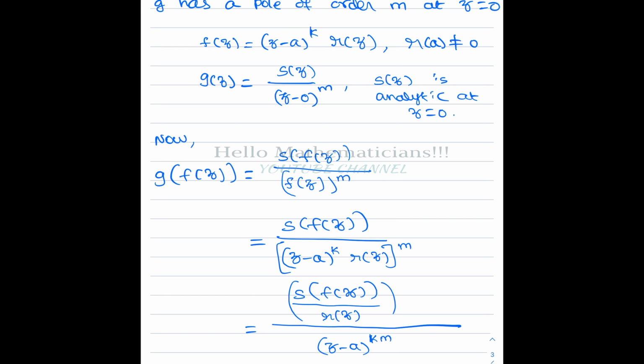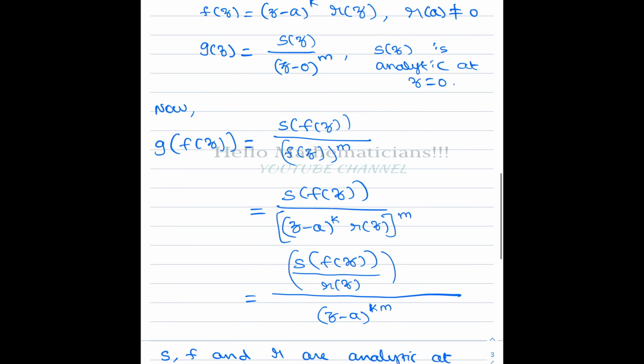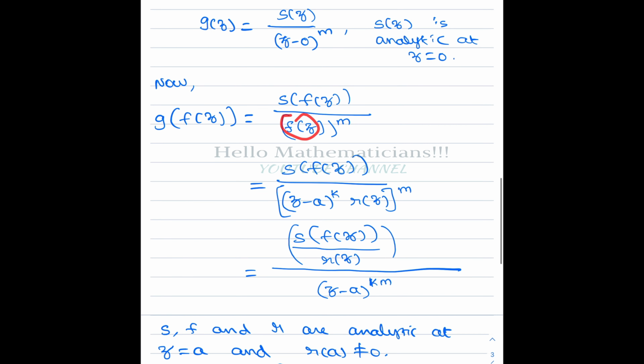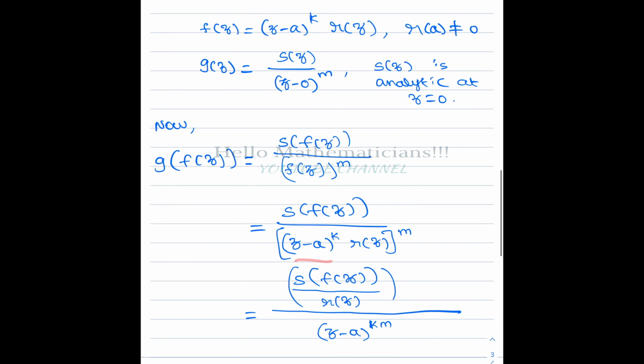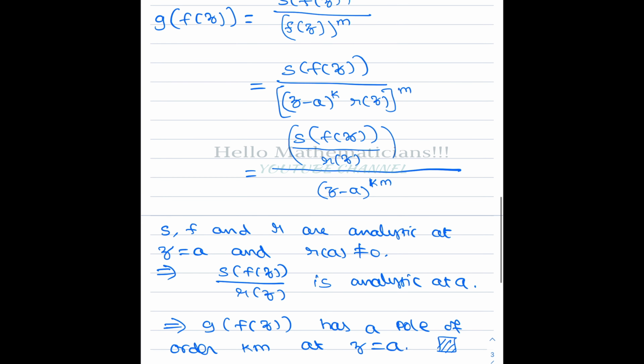So g of f of z means in the g of z, wherever there is a z, you have to substitute f of z in all those places. So in place of this z, I have substituted f of z here. In place of this z, I have substituted f of z here. So we get s of f of z by f of z whole power m. Again, f of z, we know the value, that is z minus a whole power k times r of z. I substitute this value, z minus a whole power k times r of z, whole power m. This m I have just put it here.